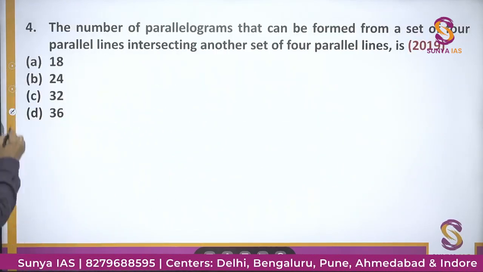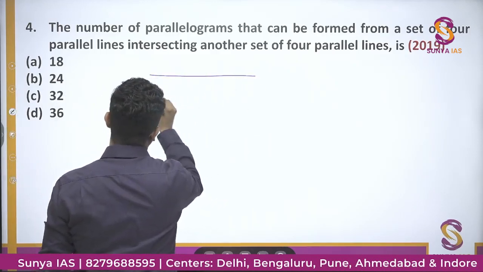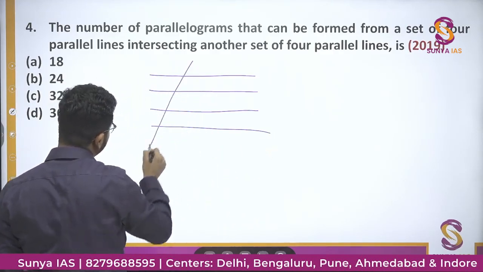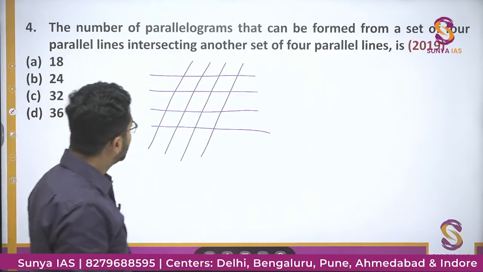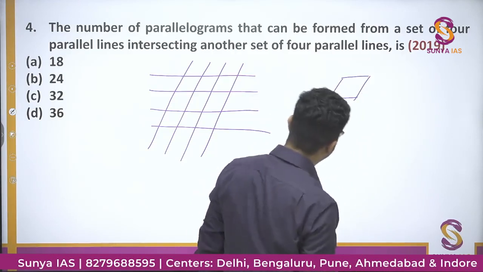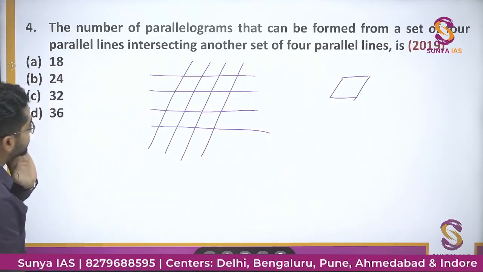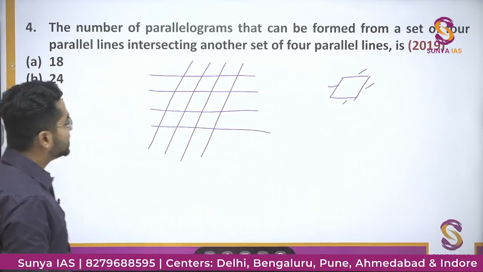The number of parallelograms that can be formed from a set of 4 parallel lines intersecting another set of 4 parallel lines. So, bhai, I made it like this. These are 4 parallel lines. These are also 4 parallel lines. Right? Now, what is a parallelogram? A parallelogram is one whose opposite sides are equal and opposite sides are parallel also. Okay? So this is parallel to this, this is parallel to this, and these two will be equal, these two will be equal. Okay, so this is a parallelogram.